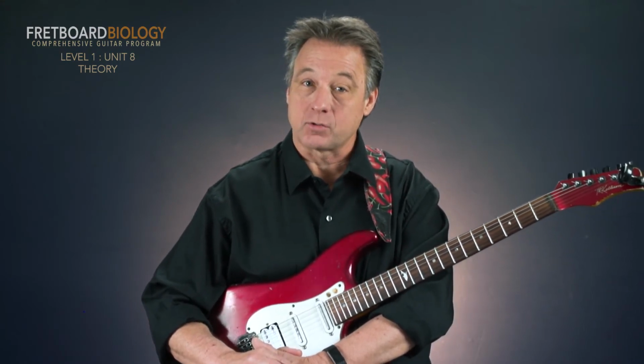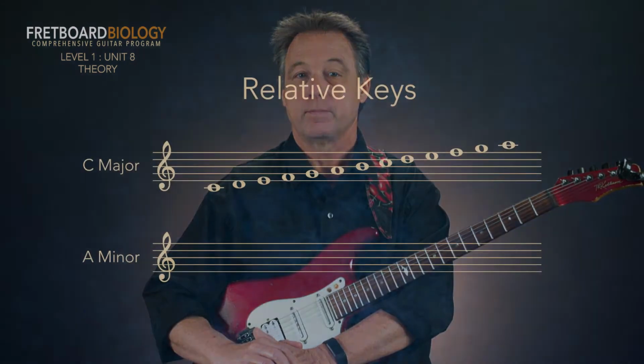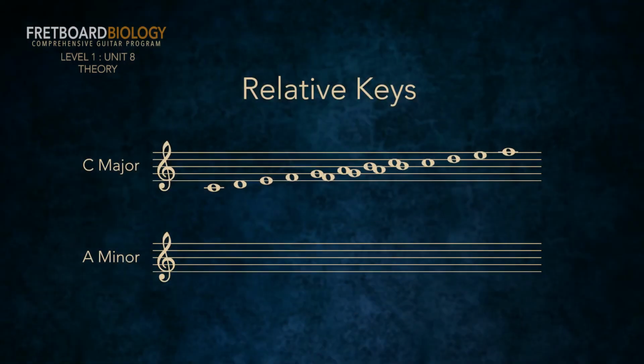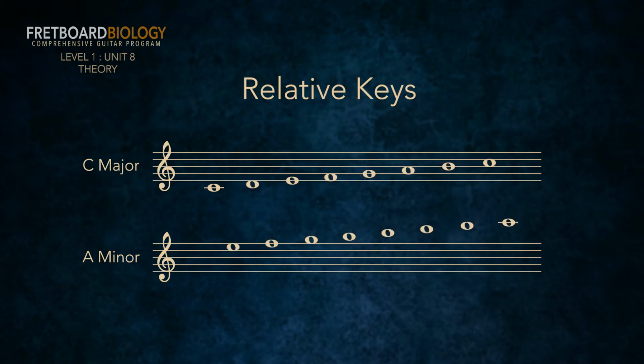Next, let's discuss relative keys. In earlier units, we learned how to construct the major scales and their key signatures. We also learned how to construct the natural minor scale, but not minor key signatures yet. Study what is shown to you on your screen. The notes of the C major and A minor scales are the same. Now, we haven't studied minor key signatures yet, but it's clear that the key signature for A minor would be no sharps or flats, and that's the same as the key signature for the C major scale.